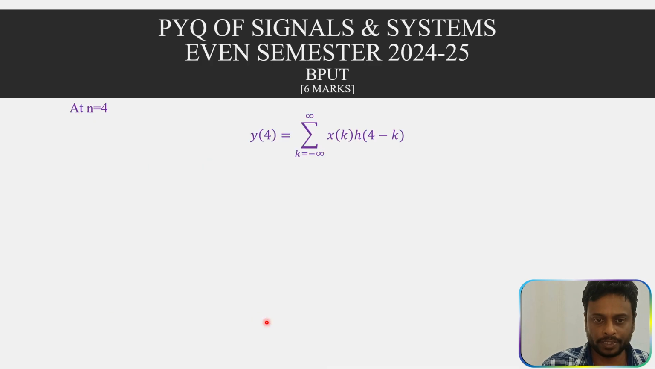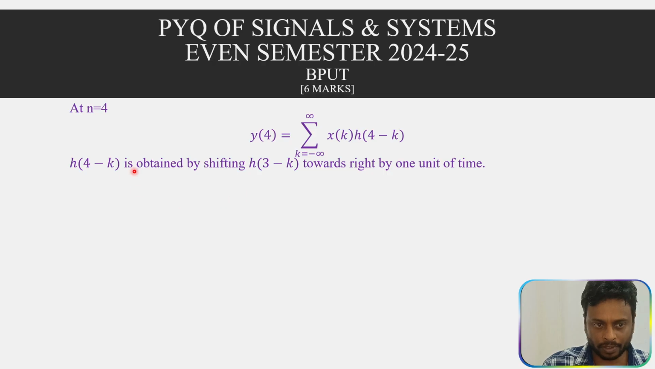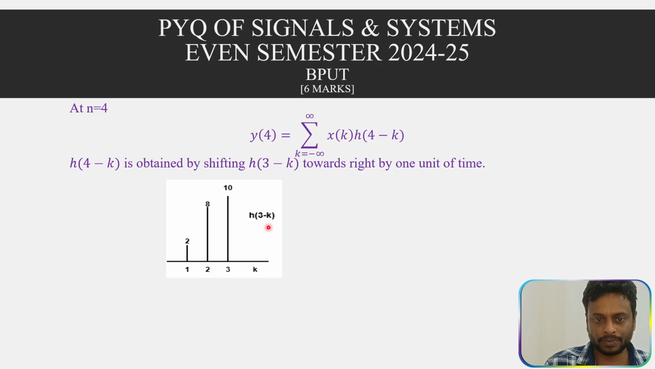So it is y of 4, that will be x of k into h of 4 minus k. So h of 4 minus k is obtained by shifting h of 3 minus k towards the right by 1 unit in time. So what is our h of 3 minus k? This is our h of 3 minus k, that will be shifted towards the right. So let us check that. So this is our h of 4 minus k. Only the time axis will be shifted.